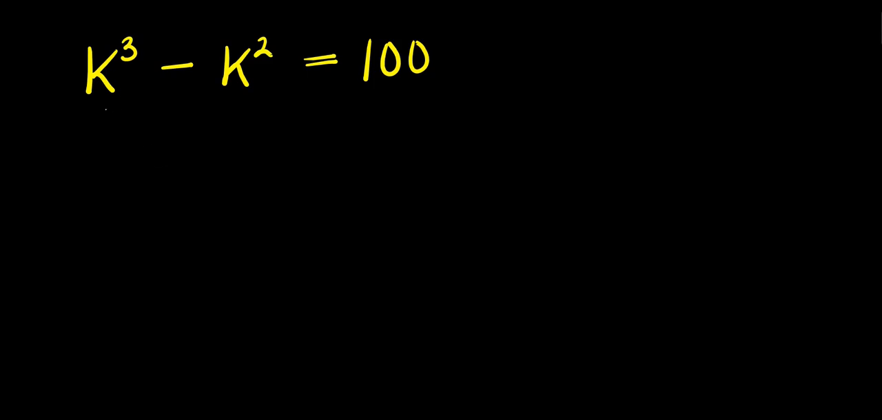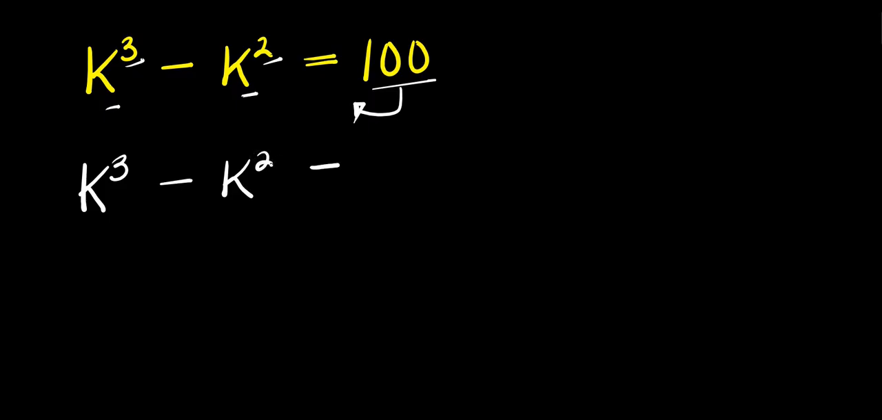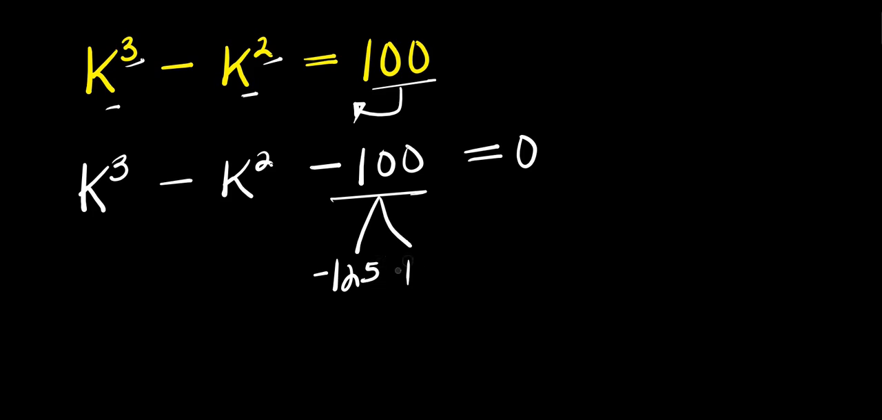Hello, how to solve k power 3 minus k power 2 equals 100. Solving for k. Let's move this over here. This is k power 3 minus k power 2 minus 100 equals 0. So, I can replace this negative 100 here with negative 125 plus 25. Negative 125 plus 25 is the same thing as negative 100.